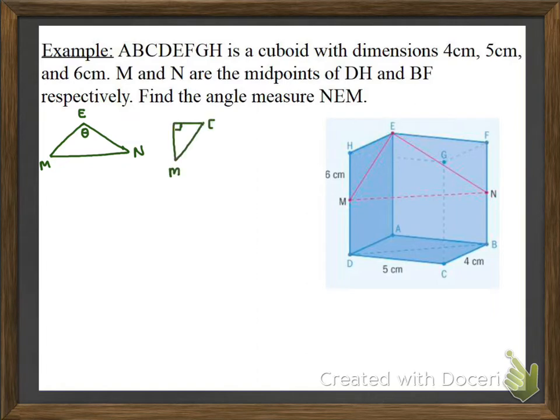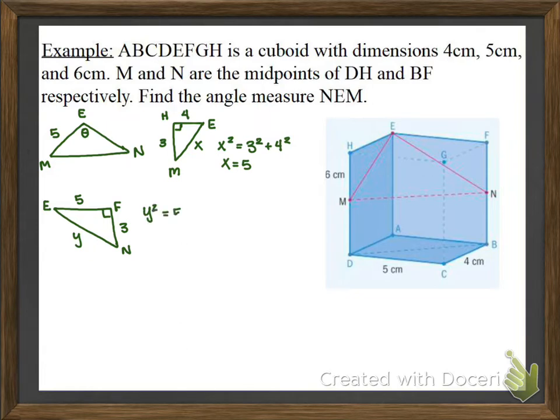First with ME, we're going to use that right triangle there, and again HD, that whole length is 6, so since M is the midpoint, it cuts it in half, so HM is 3. HE is the same length as BC, so we can put 4 there, use our Pythagorean theorem, and we get X to be 5. Next we're going to do EN on the other side. Again, FN is half of FB, so that's 3. FE is the same length as DC, which is 5. Use Pythagorean theorem to get Y, and we get Y to be 5.8.